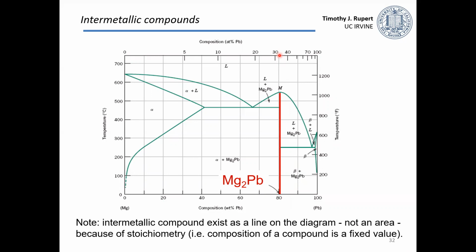Okay? This is also a good example because lead and magnesium have very different atomic weights. Magnesium is very, very light, lead is very, very heavy. So the weight percent and atomic percent scales are very different. Okay? So 1/3 lead in terms of the number of atoms means that 80% of the weight is coming from the lead. It's a really heavy atom. In this case, this intermetallic exists as a line on this phase diagram. So we can only form it at this one composition because it needs to have this stoichiometry, this fixed value of the composition.